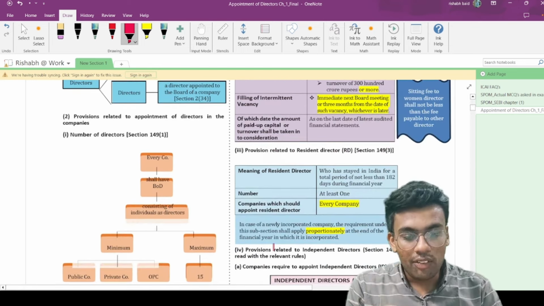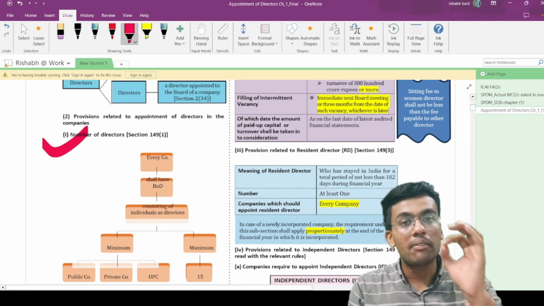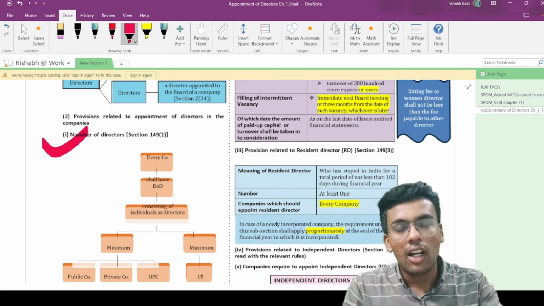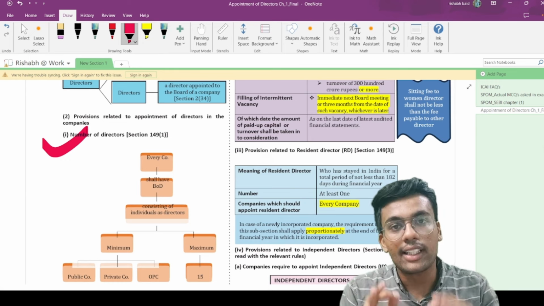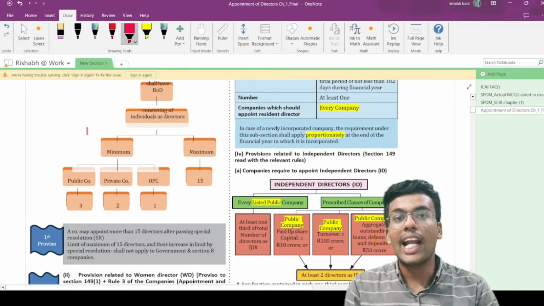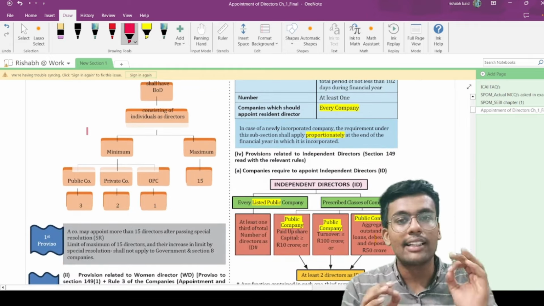Now, the first provision, section 149, subsection 1 says minimum number of directors. Every listed company, every kind of public company, private company, or one-person company, what is the minimum number of directors that is required? One-person company, 1 director. Private company, 2 directors, and the public company shall have a minimum of 3 directors on its board.